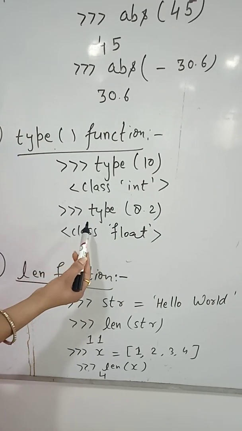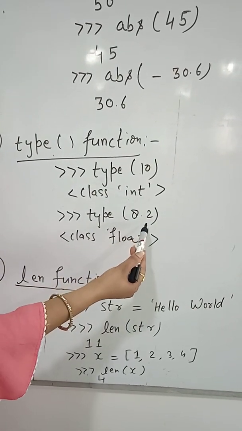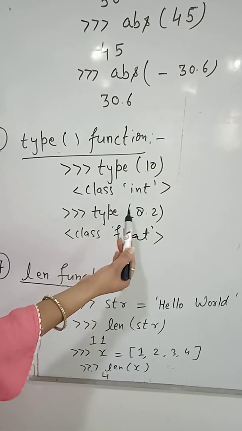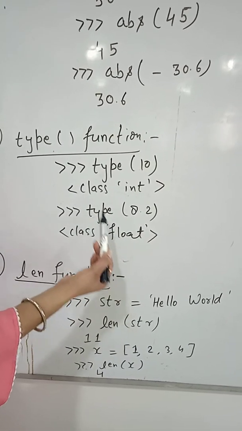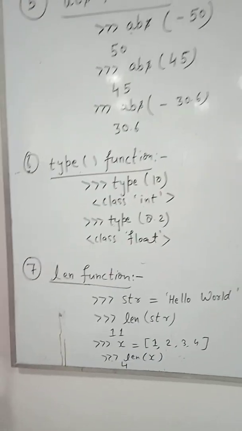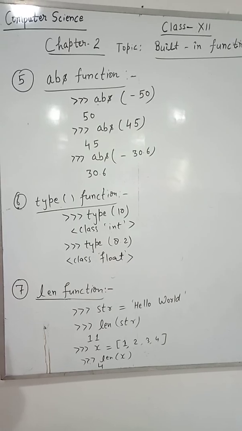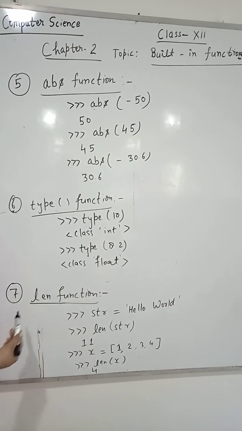Okay. Next example, type(8.2). 8.2 is a float value. Okay students. So the type function will give the output class float. It will define the data, that means which kind of type it belongs to. Okay. So next, let's move to the next function, that is your len function.